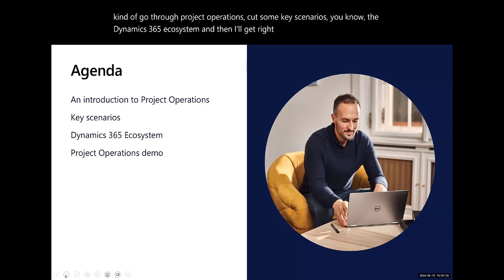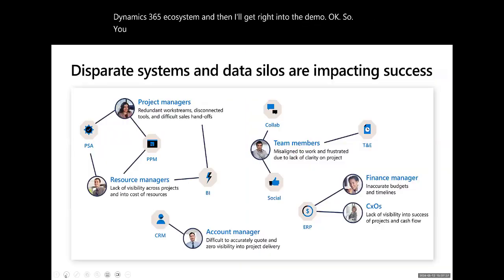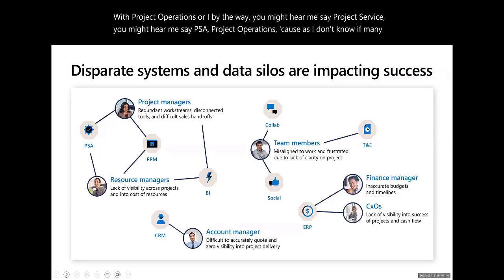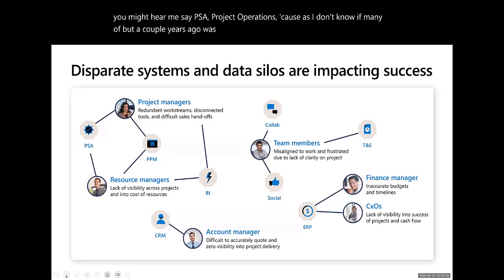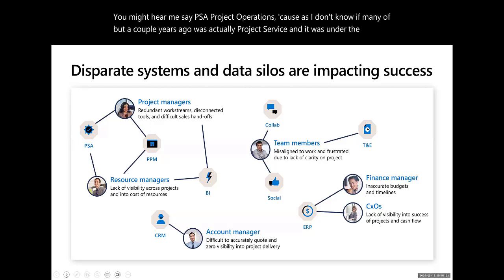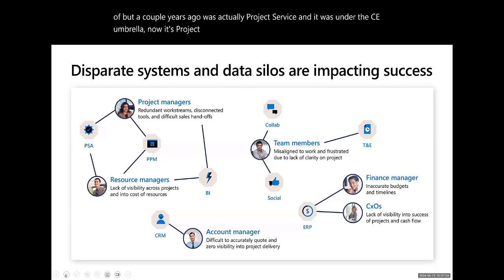Okay. So with project operations, or by the way, you might hear me say project service, you might hear me say PSA, project operations, because I don't know if many of you know, but a couple years ago it was actually project service, and it was under the CE umbrella. Now it's project operations under the F&O umbrella. So I kind of go back and forth with my verbiage on how I explain it. So please just be aware of that.